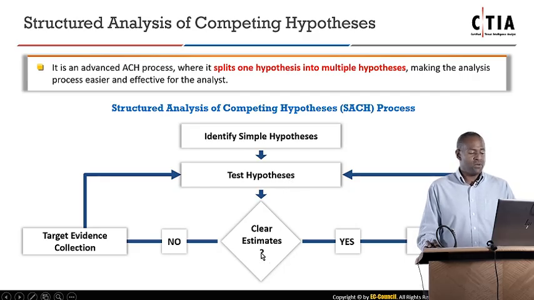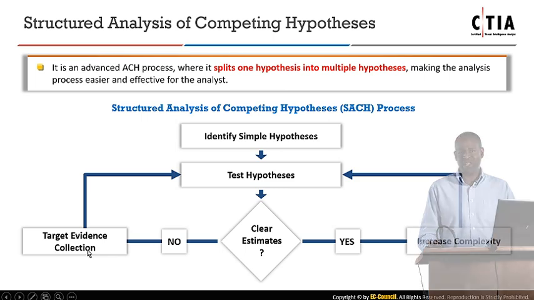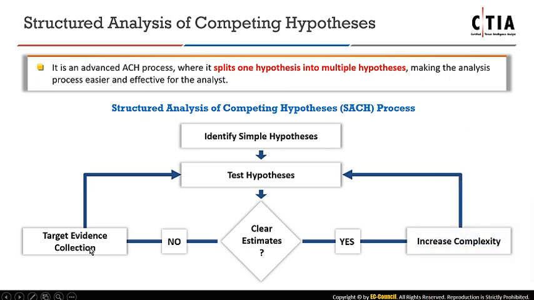Do we get clear estimates? No? All right, then we test our evidence collection. So go back to where you got this evidence, make sure that the evidence is relevant and done well, then test it again. Do we get clear estimates? Yes, then instead of taking a small chunk, let's increase the complexity and try it again. So this is the SACH, or Structured Analysis of Competing Hypotheses process.